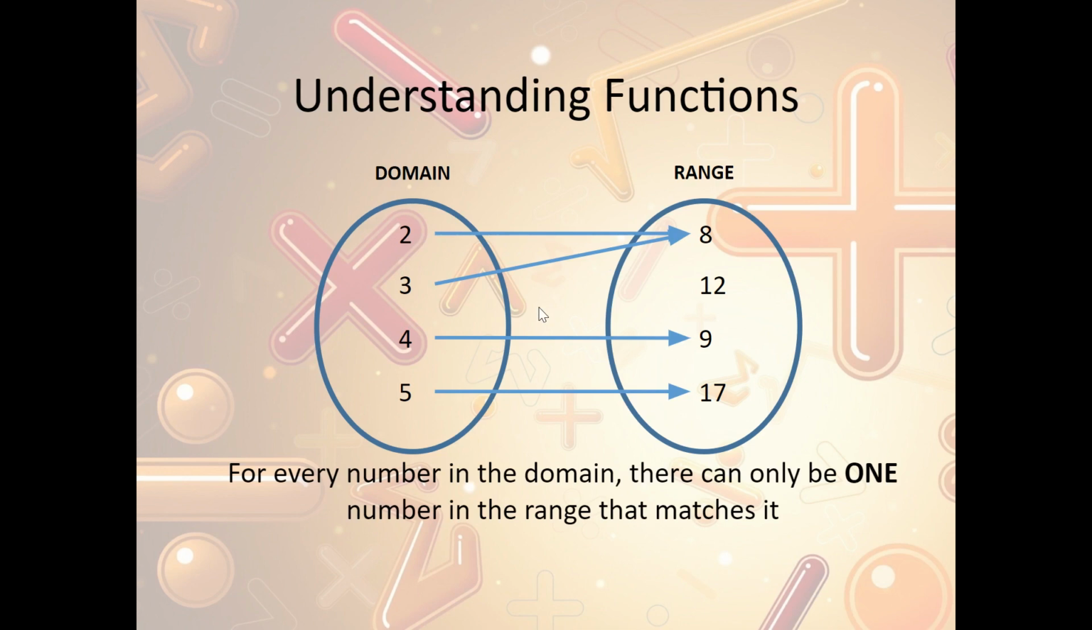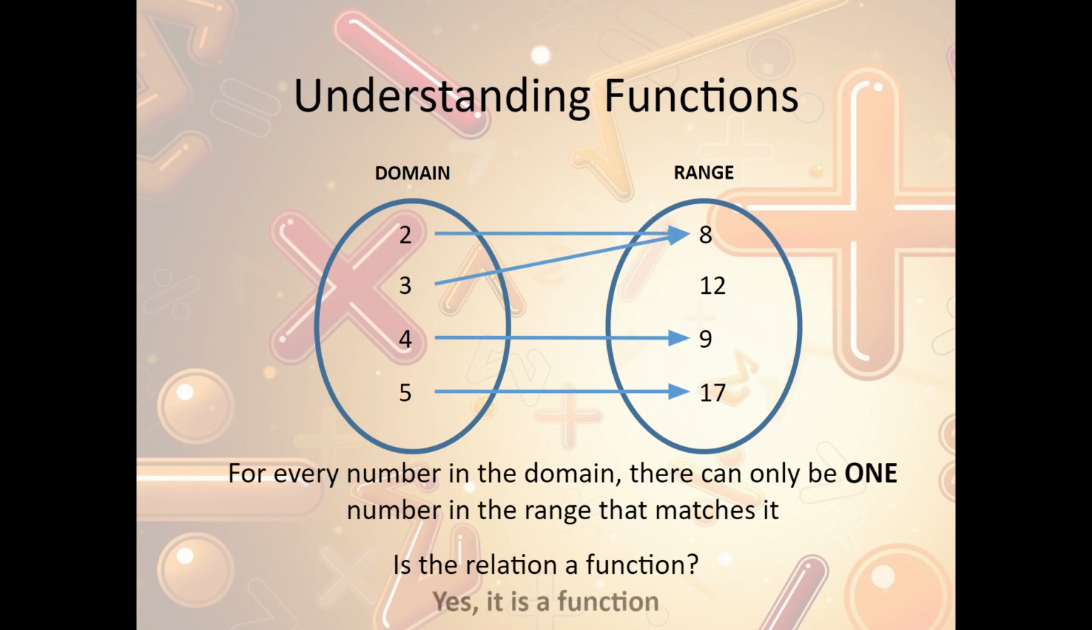Okay, let's look at another example. So this one says for every number in the domain, there can only be one number in the range. And is this one a function? Well, we have 2, 3, 4, and 5. And 2 is mapped to 8, and 3 is mapped to 8. So there's 2 numbers going to 8. The question is, is that okay?